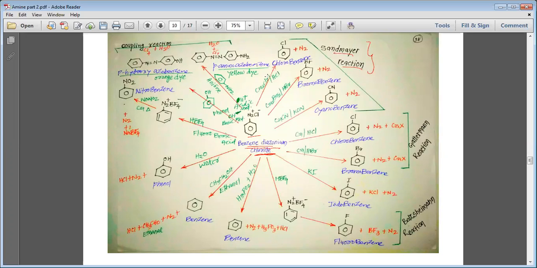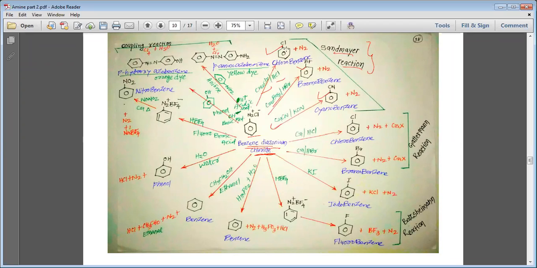So my dear students, in the Sandmeyer reaction, we apply halogen on the benzene ring with the help of cuprous halide. So we can take Cu2Cl2 to get chlorobenzene, Cu2Br2 to get bromobenzene, and CuCN to get cyanobenzene.